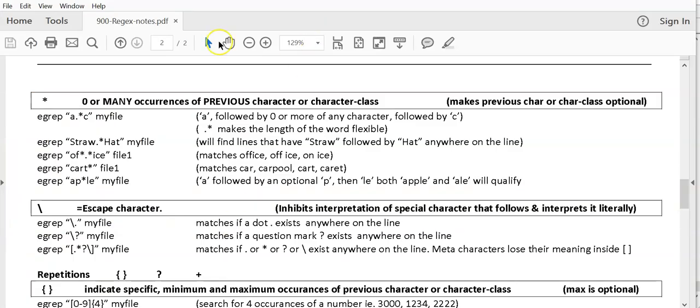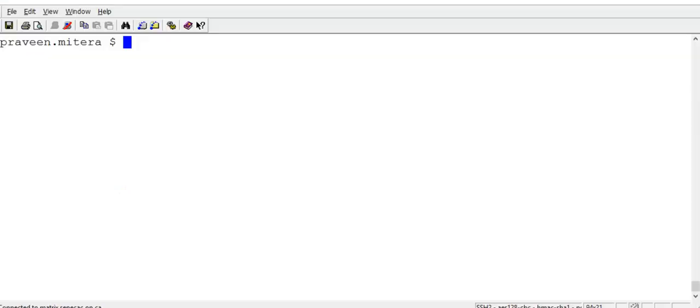The next metacharacter is a star or an asterisk. And here, just like in a plus, you have 1 or more characters. In a star, you have 0 or more characters. So let's look at that in action. Let's say I'm going to look for an A, the letter A. After that, I want any number of characters, and then I need a C.